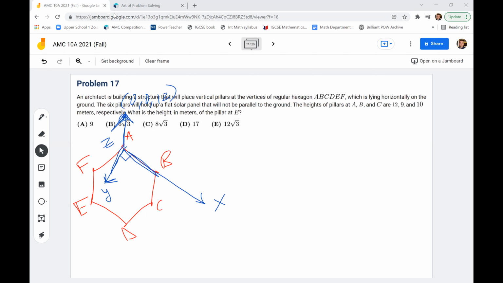So the height at A would be z. I can call it A prime. So I'll call the points that are above those points A prime, B prime, C prime, D prime, E prime, and F prime.